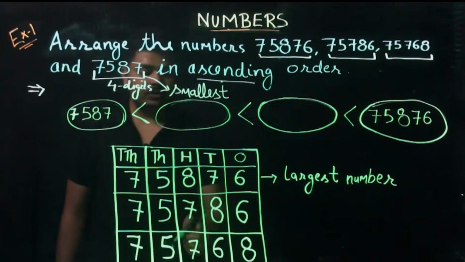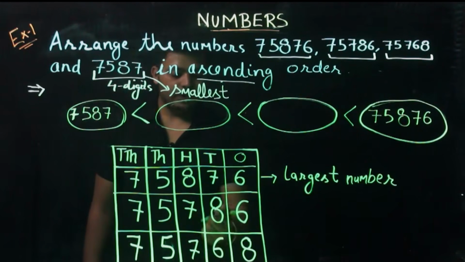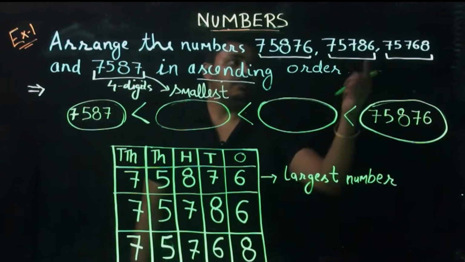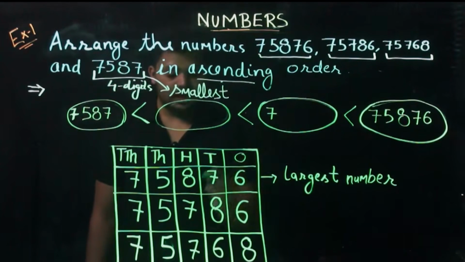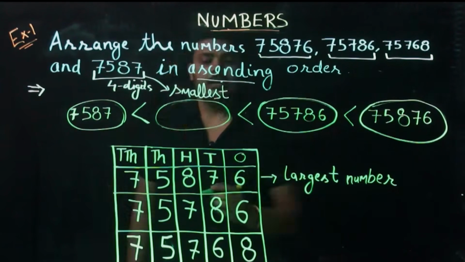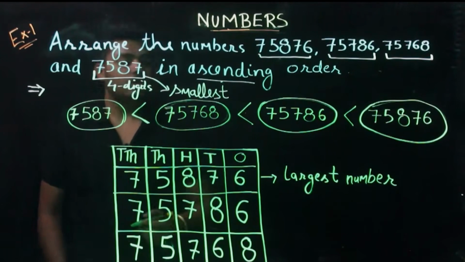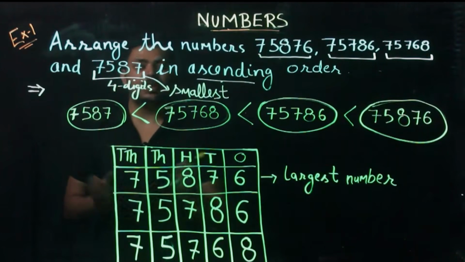Now we only need to compare the rest 2 numbers. So moving on to tens column, we have 8 and 6. So 8 is greater than 6, so this number is greater. So our second number is greater than the third number. So we can say our second largest number is 7, 5, 7, 8, 6, and the remaining we get 7, 5, 7, 6, 8. So in this way we have arranged all the 4 numbers in ascending order.